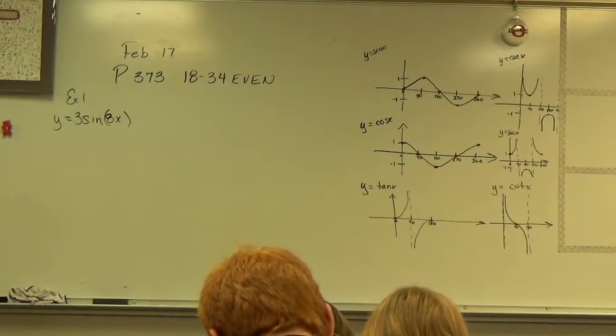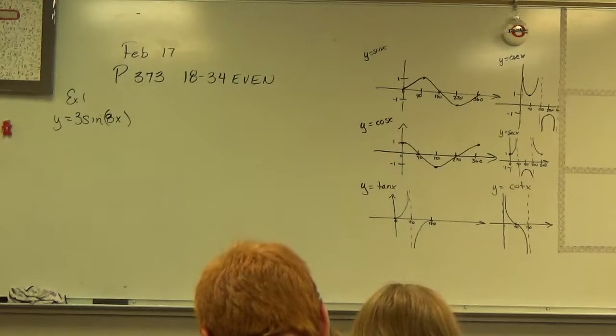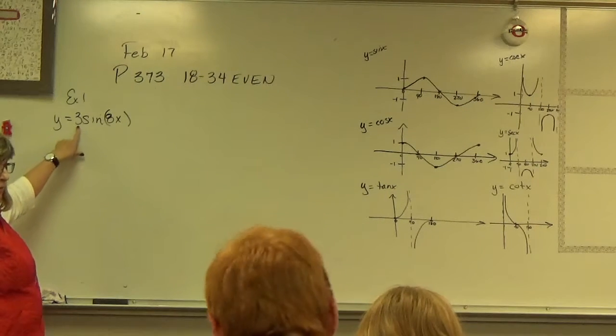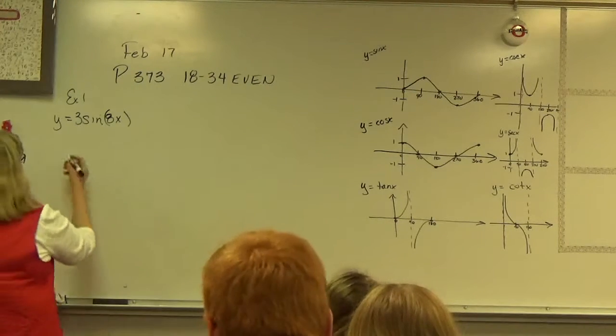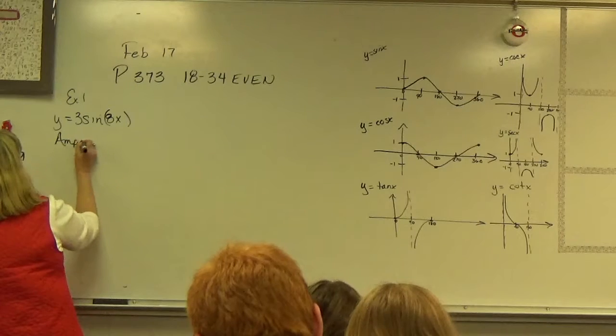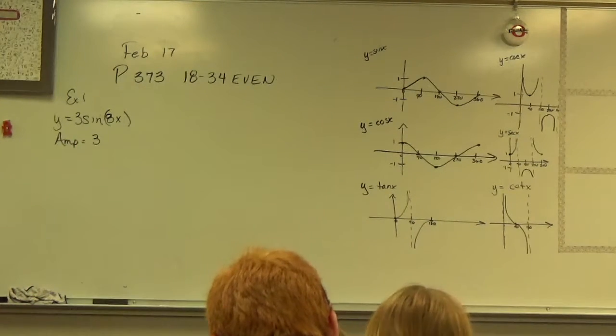Okay, so what do we know? You've got to tell me the amplitude. The amplitude is the absolute value of the coefficient of the trig. So what's the absolute value of 3? 3. 3, good. And I abbreviate a lot, so you can as well.